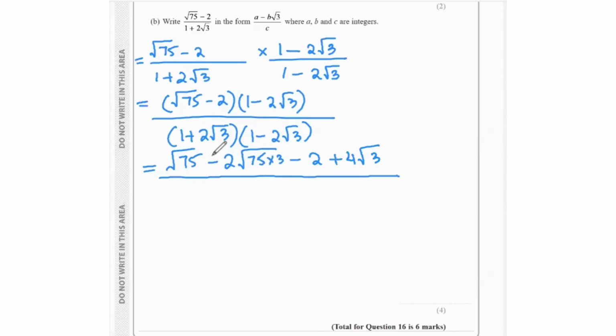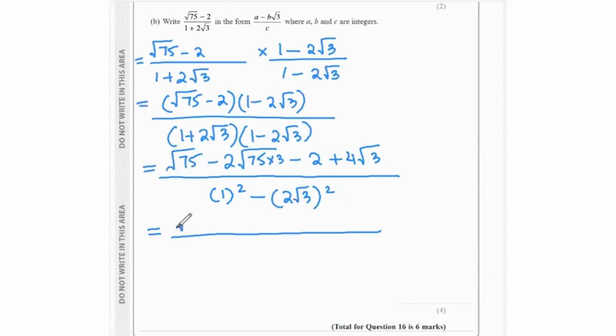Now in the denominator, that is the important part. If you notice, we're once again doing difference of perfect squares. It's (a plus b) times (a minus b). So you can just rewrite this as a squared minus b squared, which is 1 squared minus (2 root 3) squared. If you remember this step, your calculation becomes very easy because then you don't have to do the entire expansion and then collect the like terms and all of that. It's going to save time.